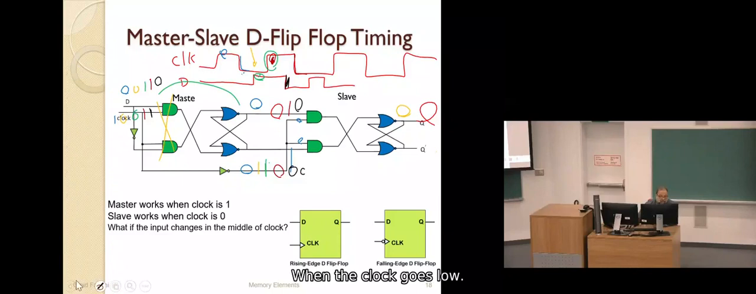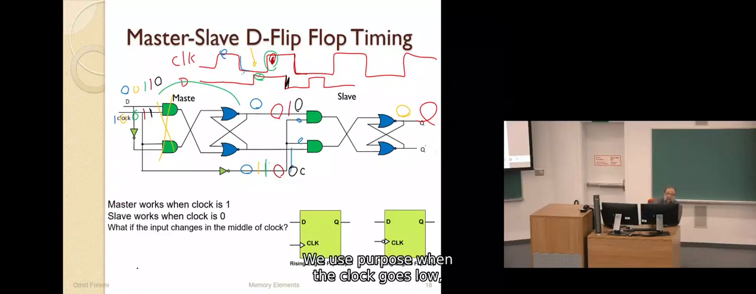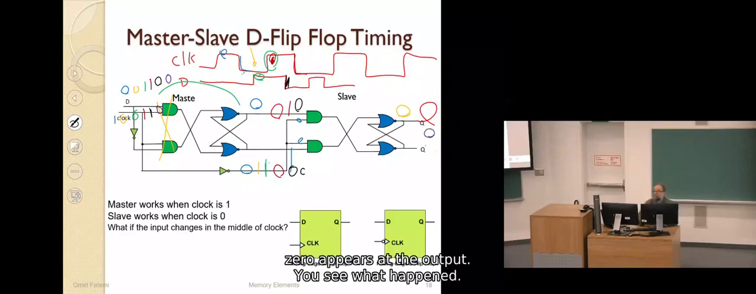When the clock goes low, we use purple. When the clock goes low now, the clock becomes 0, but the D is still 0. So, and we have 0 at the input of the slave. This 0 appears at the output. You see what happened?